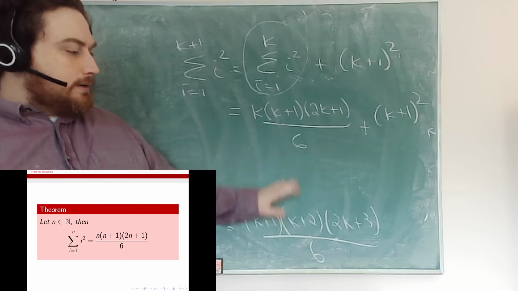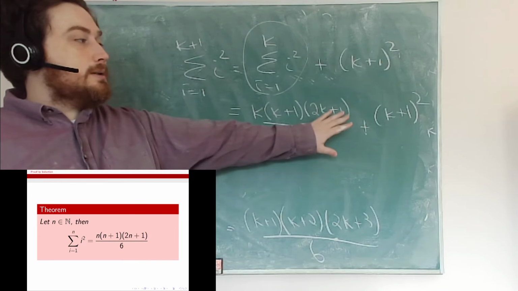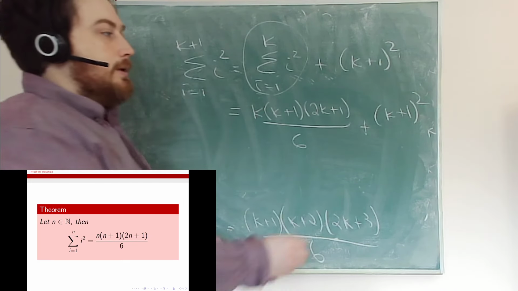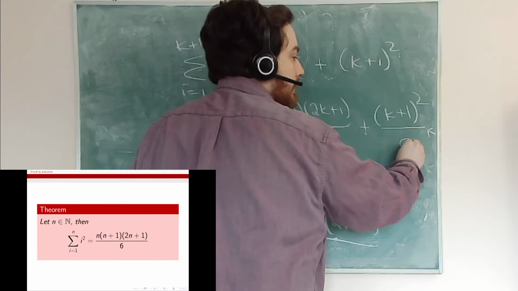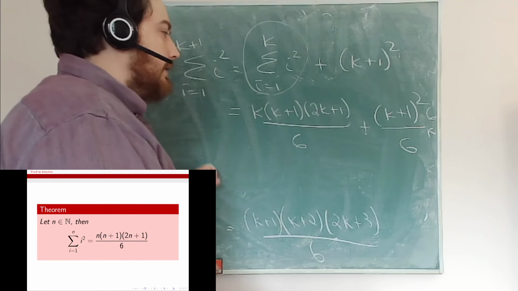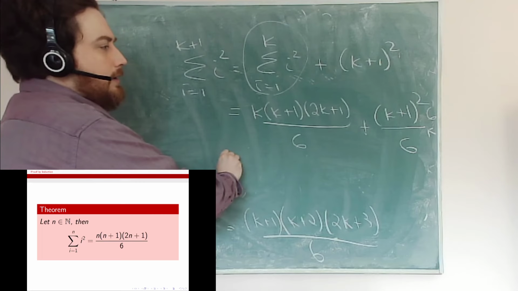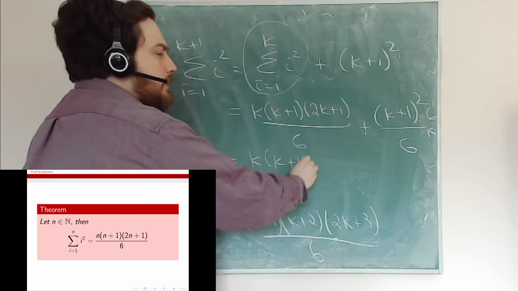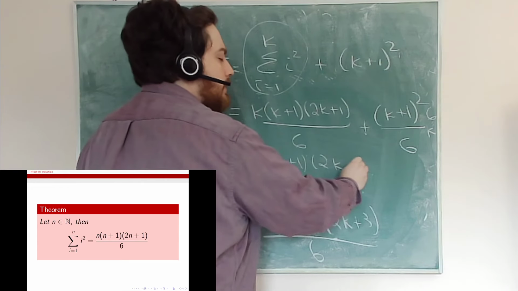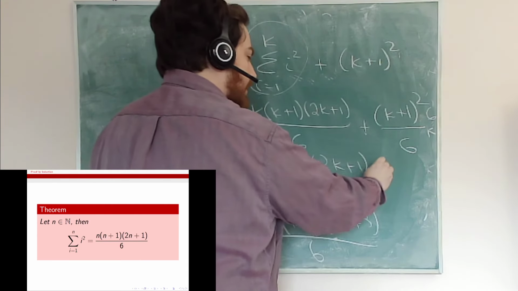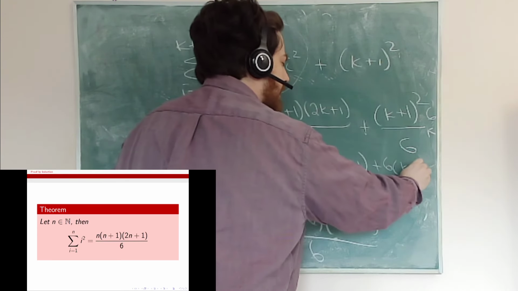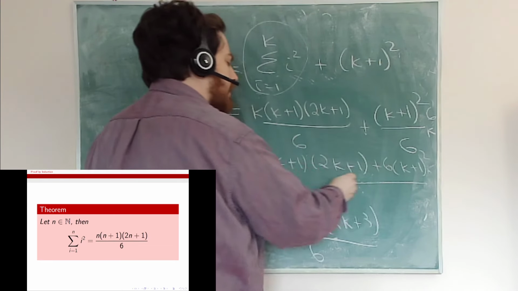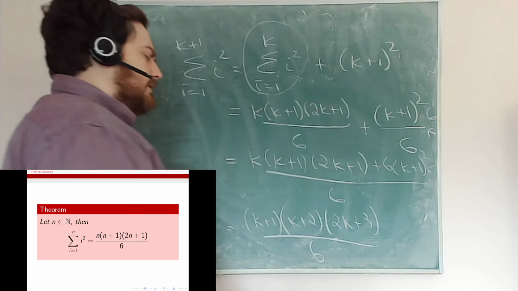So I want to rewrite this so that it ends up looking like this. And again, the first thing I notice is that I have one fraction here, whereas I have two up here. So I'm going to combine these. I'm going to find a common denominator. And what I would get is k times k plus 1 times 2k plus 1 plus 6 times k plus 1 squared, all divided by 6.